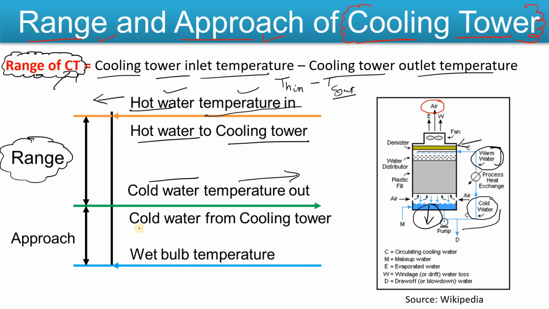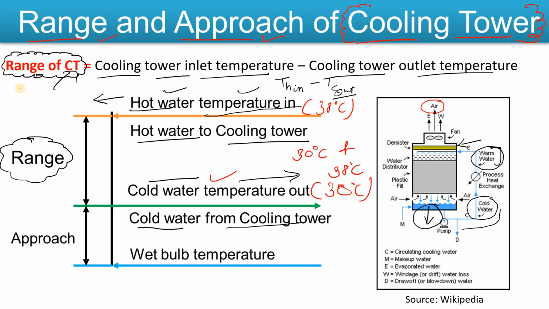You could also say the cold water from the cooling tower. Now let's suppose you have to design one cooling tower for a client, and the client gives you the cold water temperature and hot water temperature, simply the cooling tower inlet and outlet temperature, and let's suppose that is 30 degrees Celsius and 38 degrees Celsius. The hot water temperature in will be 38 degrees Celsius and the cold water temperature outlet will be 30 degrees Celsius.